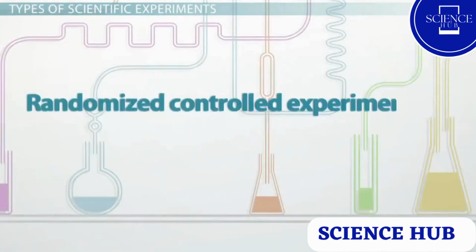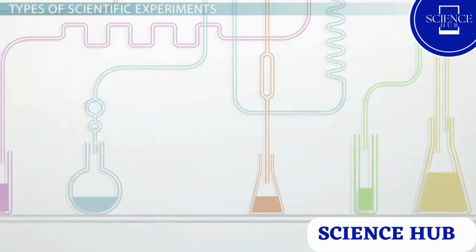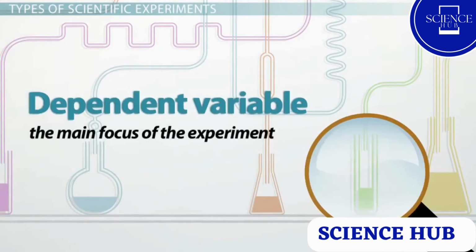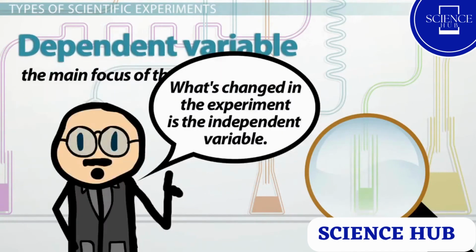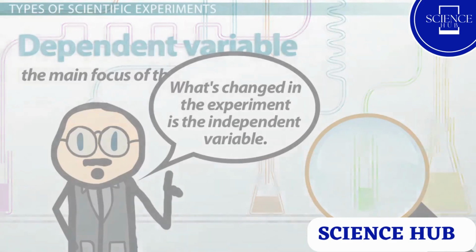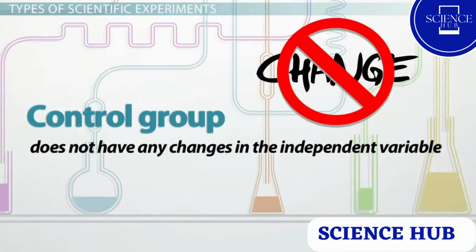For randomized controlled experiments, everything is the same for both groups except for the independent variable. The dependent variable is the main focus of the experiment. It is what's being examined in the experiment. What's changed in the experiment is the independent variable. It's changed in the experimental group only. This is sometimes called manipulation of the independent variable. The control group does not have any changes in the independent variable.